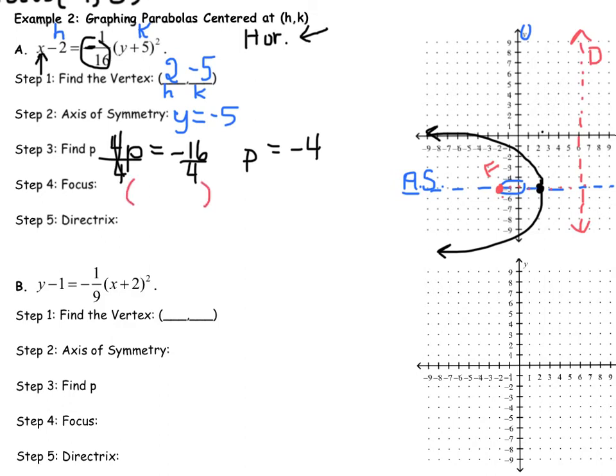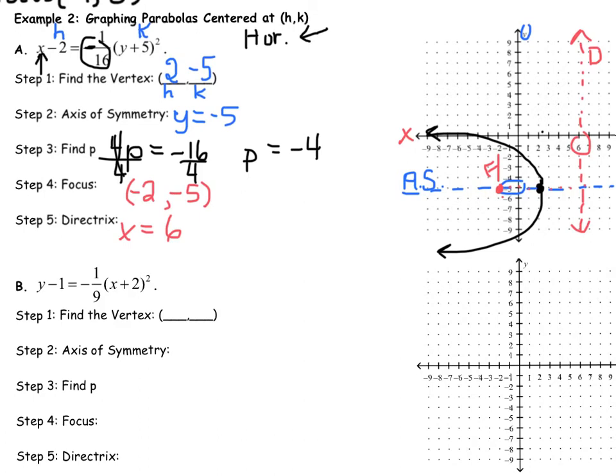So the focus is 2 units back. See how it's at negative 2 on the x-axis? And it's 5 units down. So there's our ordered pair. For the directrix, it is going through the number 6 on the x-axis. So our equation is x equals 6.